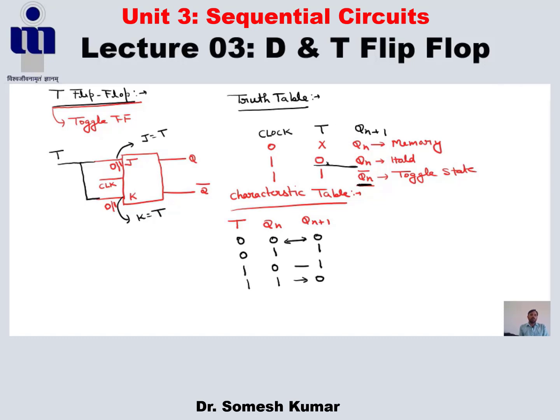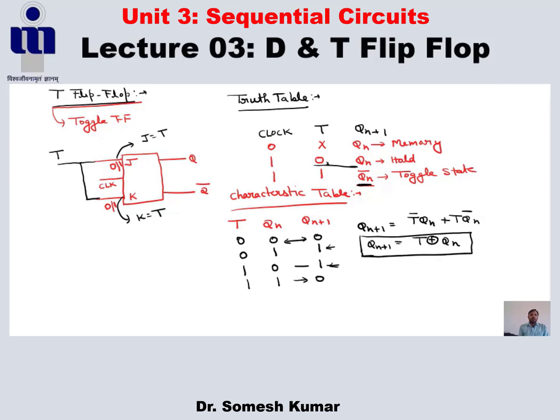So from the characteristics table, can we derive its characteristic equation? Here it is 1, here it is 1, so we can write Qn plus 1 is equal to T bar Qn plus T Qn bar. So this is basically the XOR of T and Qn. This is the characteristic equation of our T flip-flop.